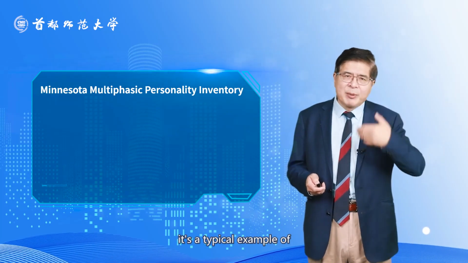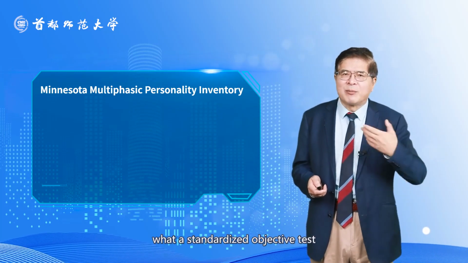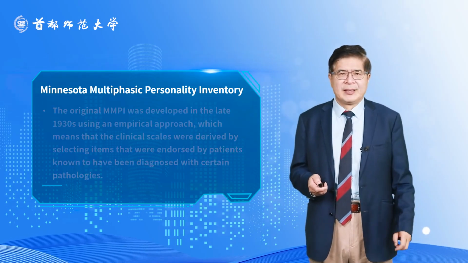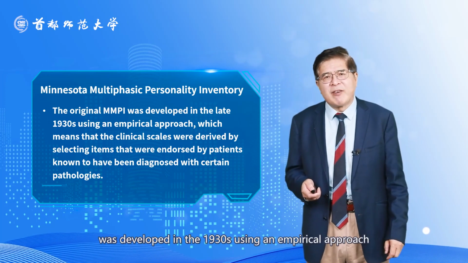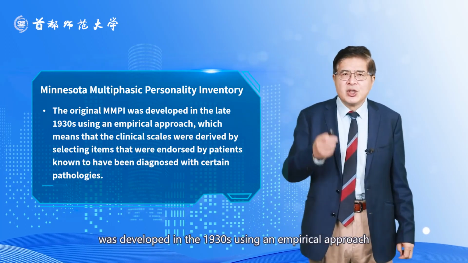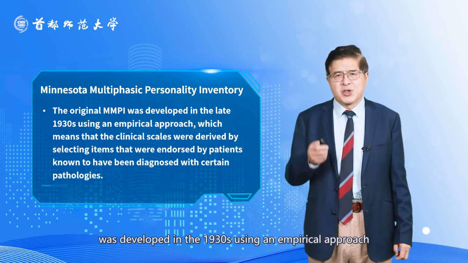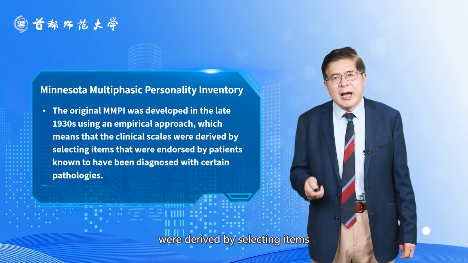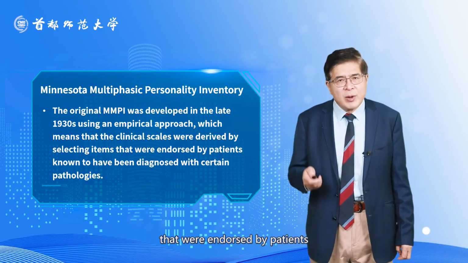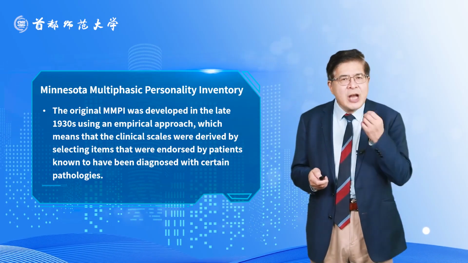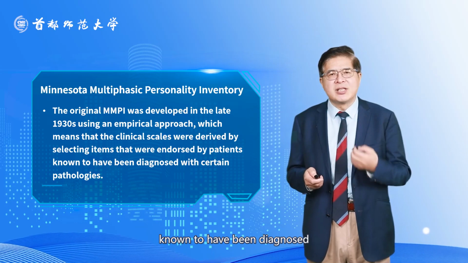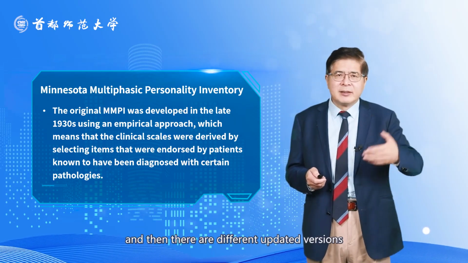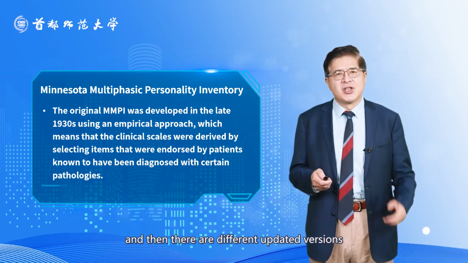It's a typical example of what a standardized objective test is like, and you need to know this. The original MMPI was developed in the 1930s using an empirical approach, which means that the clinical scales were derived by selecting items that were endorsed by patients known to have been diagnosed with certain pathologies. And then there are different updated versions.